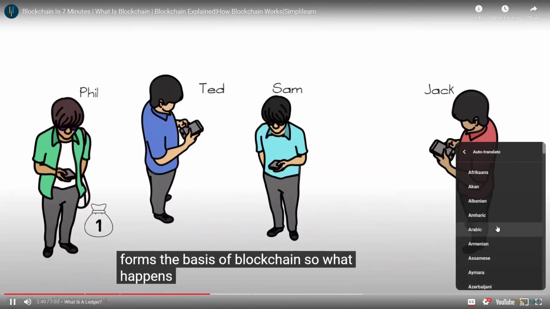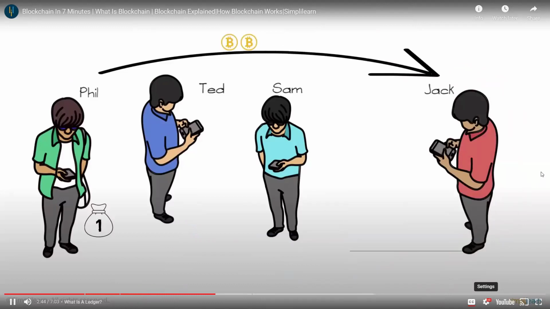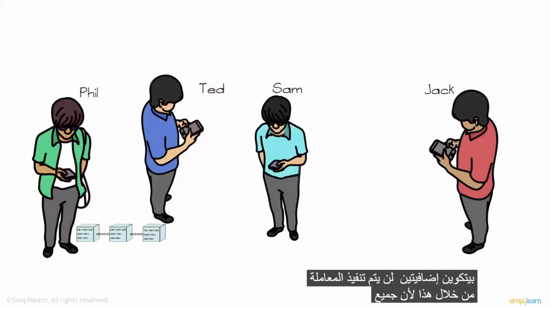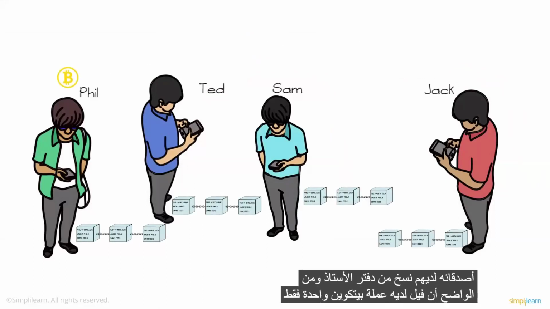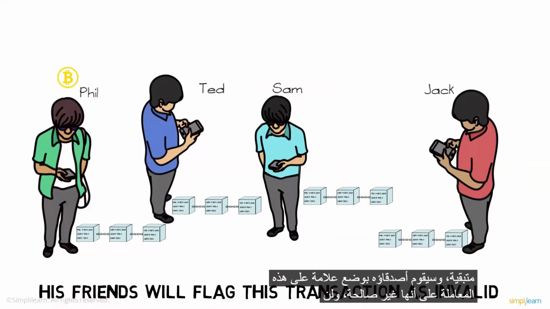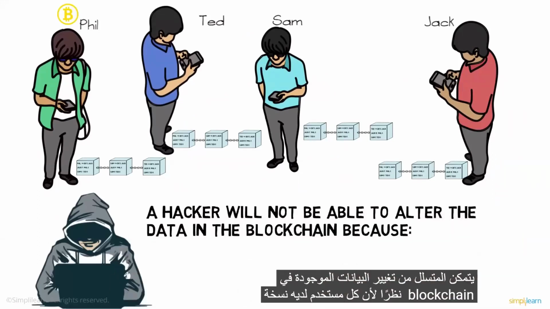So, what happens when Phil has only 1 Bitcoin left, and he tries to send 2 more Bitcoins to Jack? The transaction will not go through. This is because all his friends have copies of the ledger, and it's clear that Phil has only 1 Bitcoin left. His friends will flag this transaction as invalid. A hacker will not be able to alter the data in the blockchain because each user has a copy of the ledger.